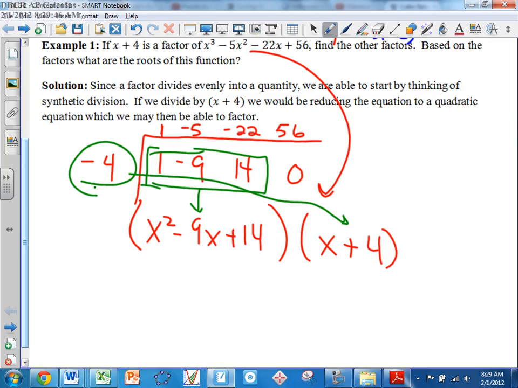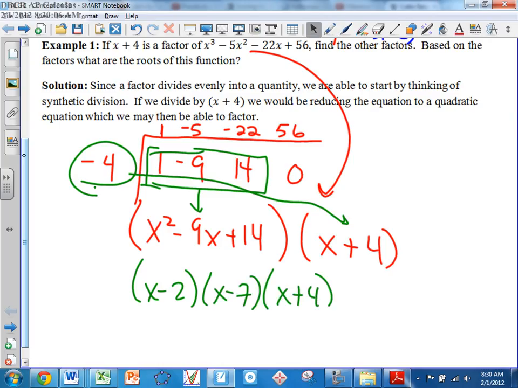Now, if we want to keep going, we just look at this and say, let's factor. Anybody got the numbers for me on the quadratic to factor? 2 and 7, both negative. Very good, Vic. 2 and 7. And we're done with the problem. Pretty cool stuff. Okay?